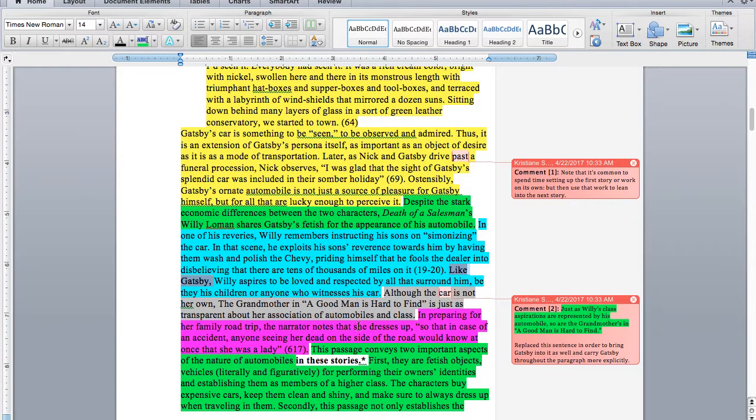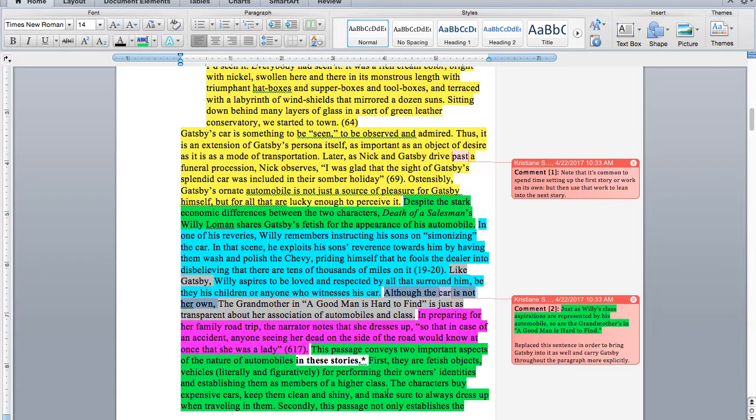I've also, the original transition sentence highlighted the connection between Willie and the grandmother, but what I've done is I've made a connection between Willie, the grandmother, and Gatsby by saying, "although the car is not her own," rather than saying just as Willie's. And the reason for doing that is that that way I'm able to bring Gatsby throughout the paragraph.